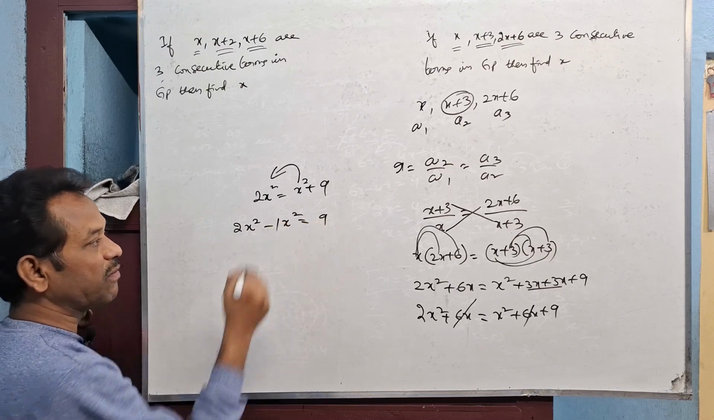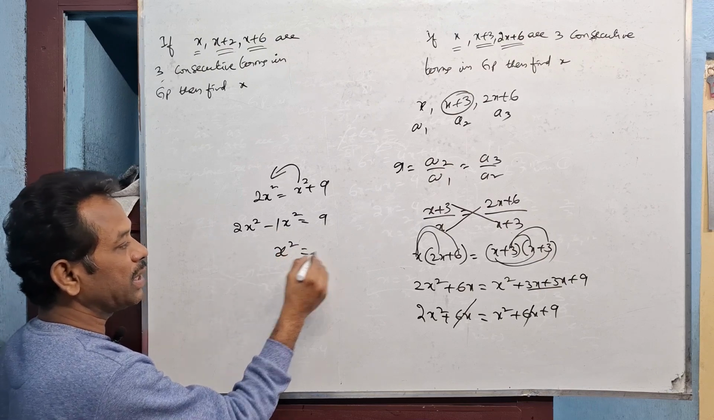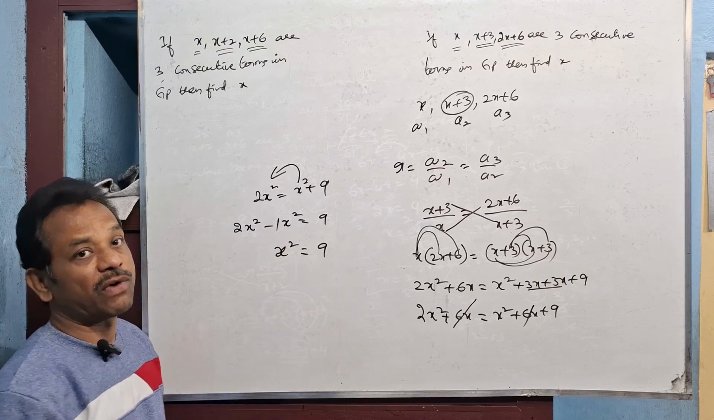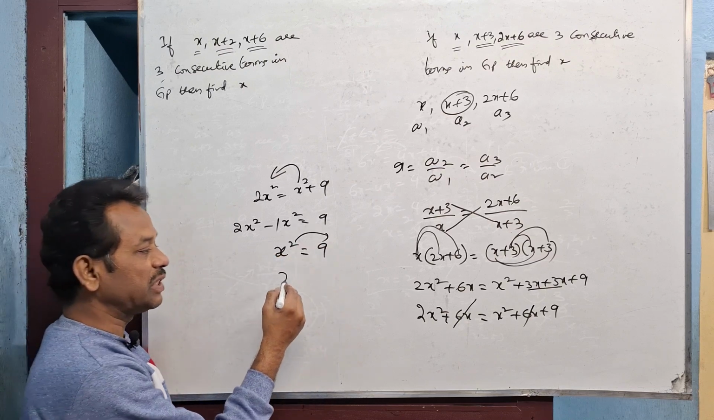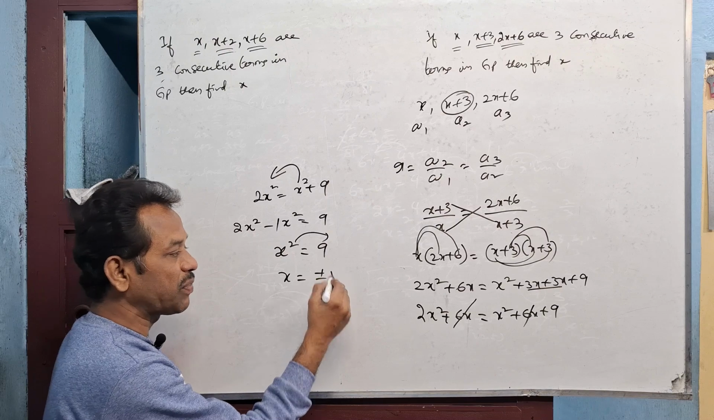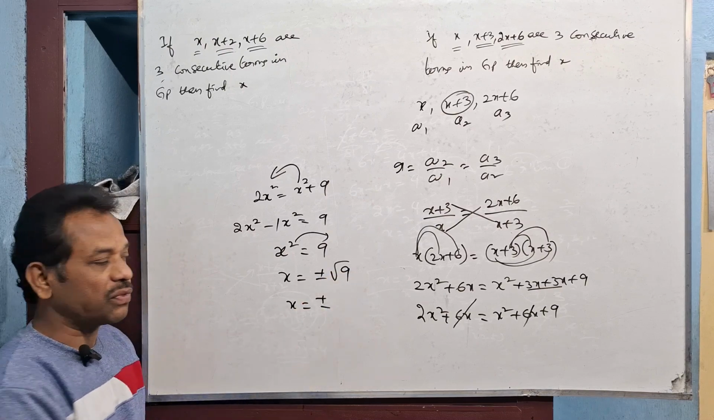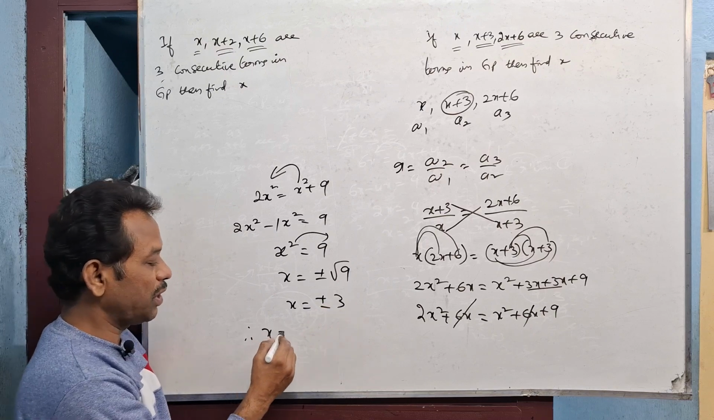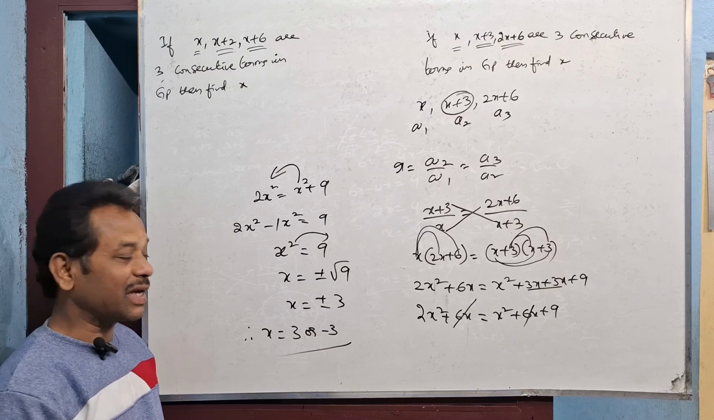x square is nothing but 1x square. 2x square minus 1x square is x square equal to 9. Now we need the value of x. So let me shift the square to that side. When I shift the square, we take plus or minus root 9. So x equal to plus or minus square root of 9, which is 3. Therefore x equal to 3 or minus 3. Hope you got the correct answer.